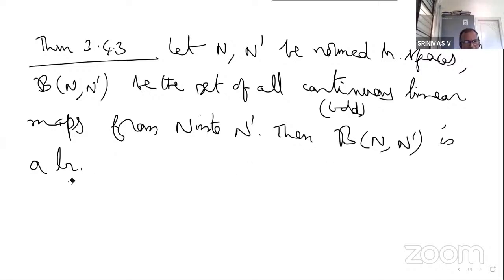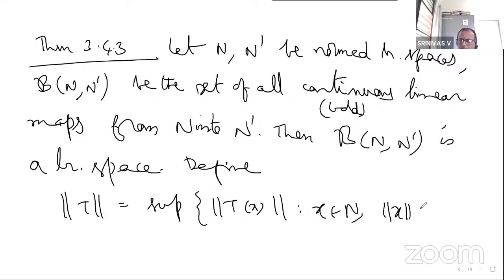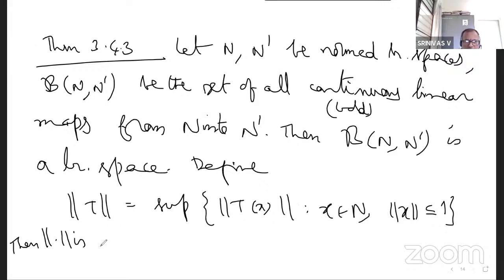Then B of N and N dash is a linear space. Define norm T equal to the supremum of norm T of x such that x belongs to N and norm x is less than or equal to 1. You define the norm like this, then you can show this is a norm. Then this is a norm on B of N and N dash.